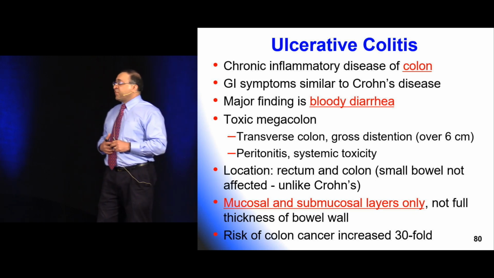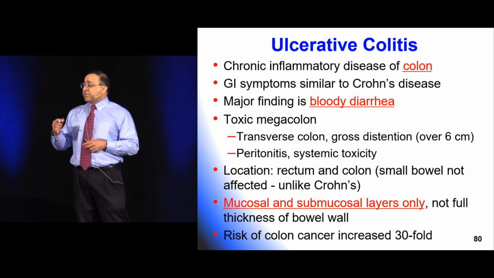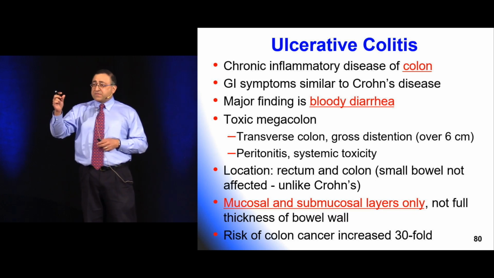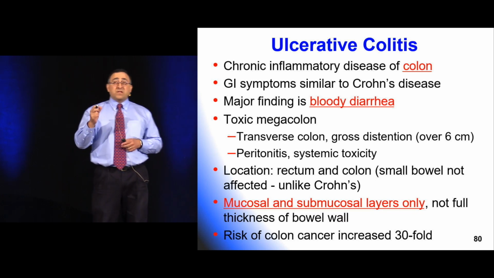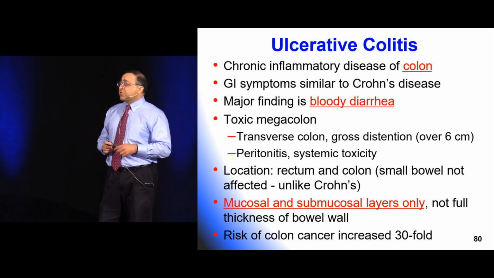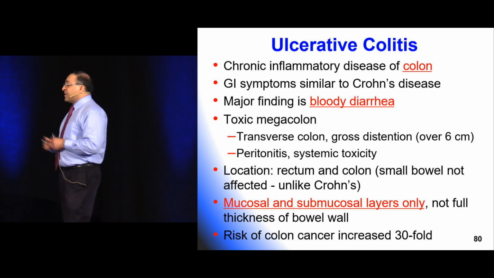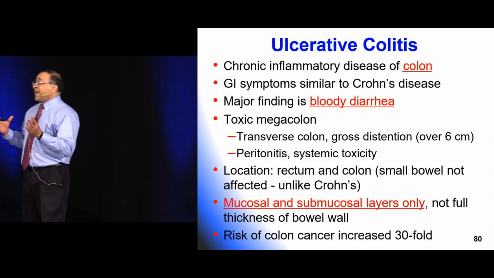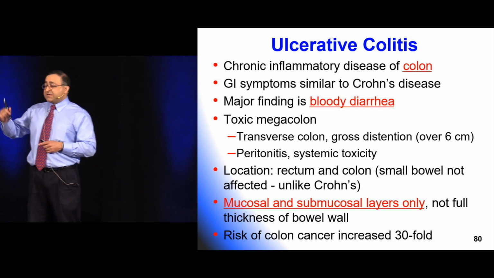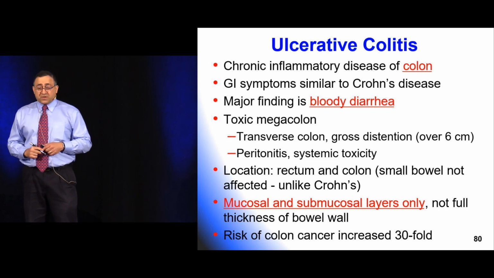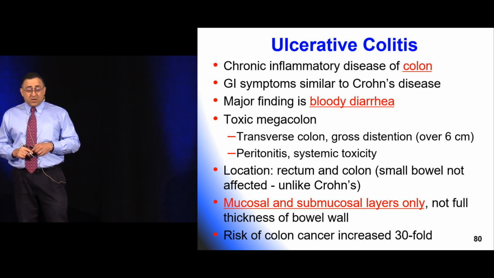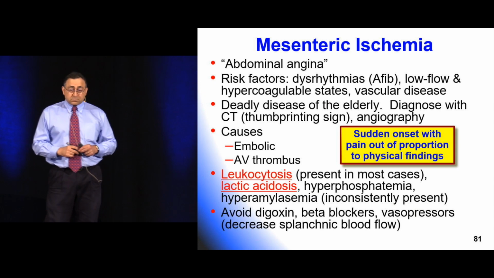And then, as I mentioned before, what part of the bowel is involved? Crohn's disease, full thickness of the bowel, whereas ulcerative colitis primarily just is mucosal and submucosal involvement. And I mentioned a couple slides ago that both of these can be associated with cancer over the next few decades. It's a lot higher with ulcerative colitis. It's about 30 times higher than normal patients.